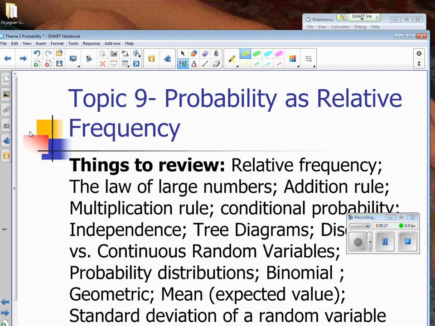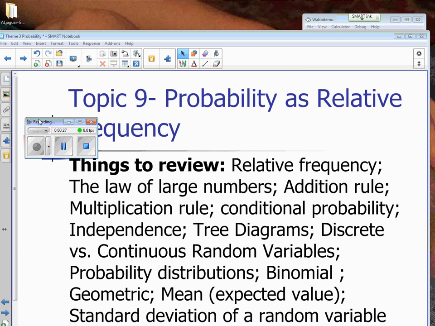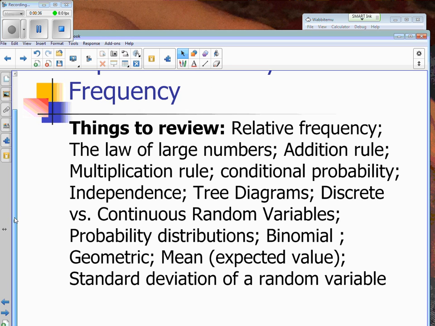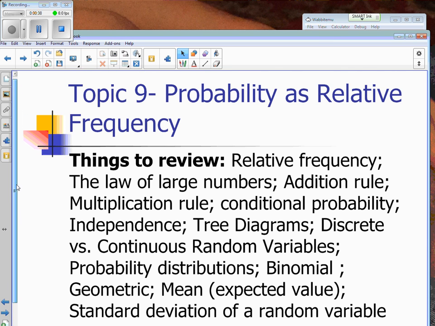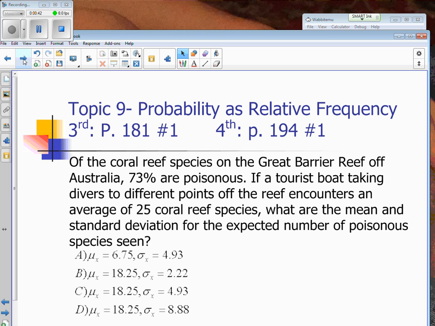Things to review: do we remember the addition rule? Do we remember the multiplication rule? Do we know what it means to be independent? Conditional probability, tree diagrams, all those things that you see mentioned here. And we'll look at basically a lot of formulas, and how to use those formulas and when to use them, etc.